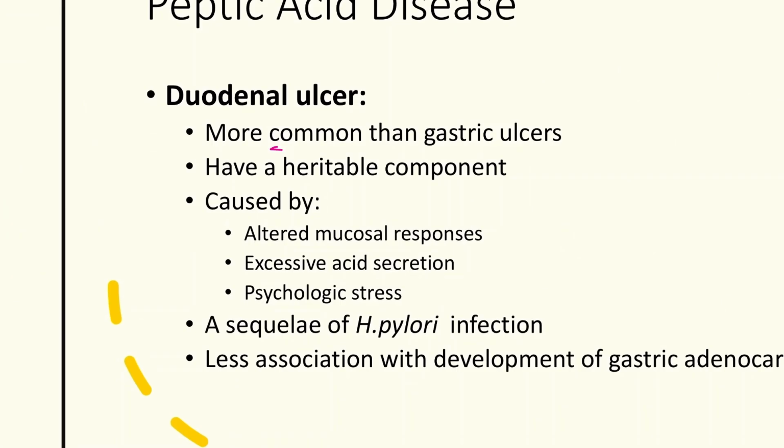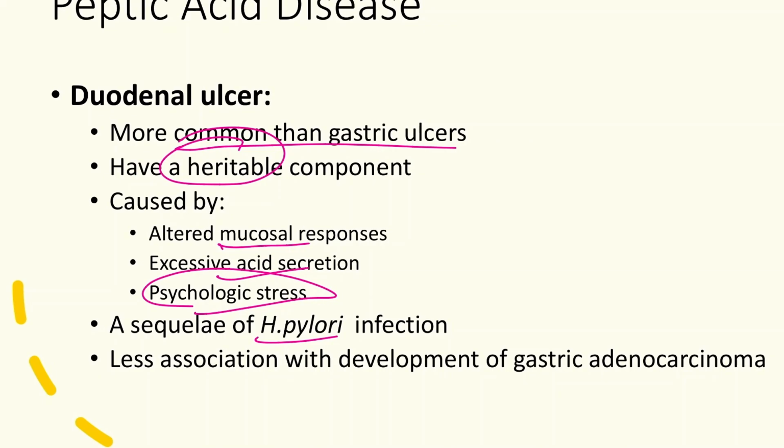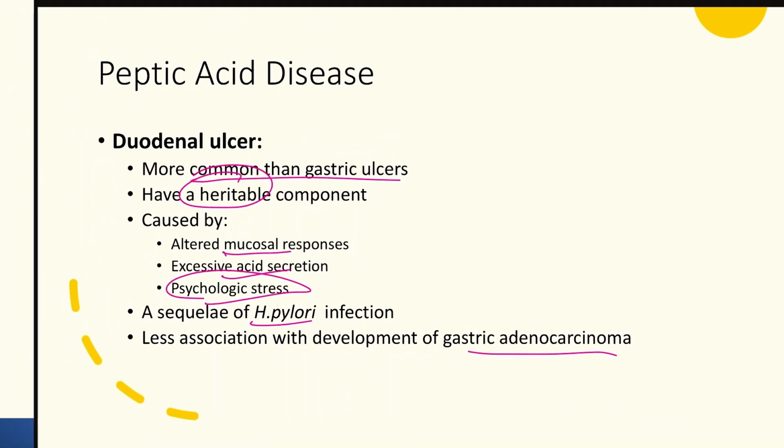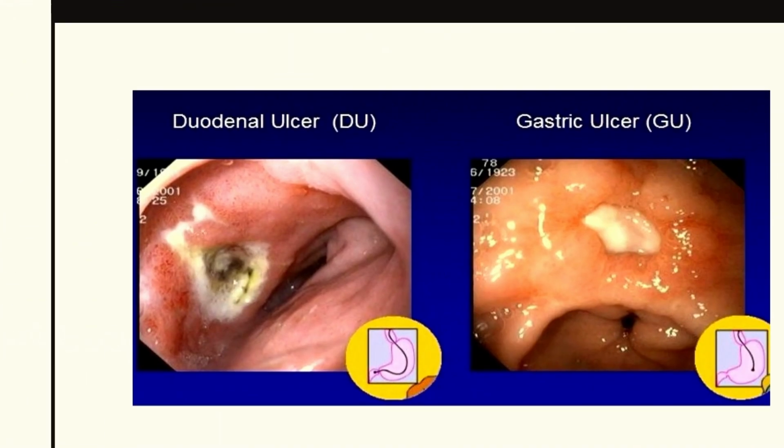Duodenal ulcers are more common than gastric. So the duodenum will have more ulcers than the stomach will. There may be a hereditary component here, so ask if anyone in their family also suffers from ulcers. Caused by altered mucosal responses, excess acid, and psychological stress. Could be due to H. pylori, and less associated with gastric adenocarcinoma. But again, these are just underlying causes of what could result in a duodenal ulcer.